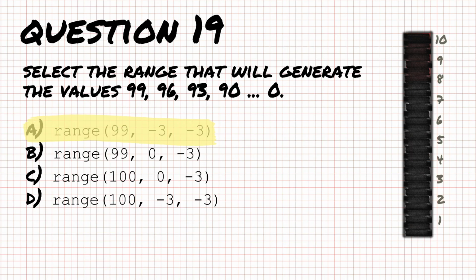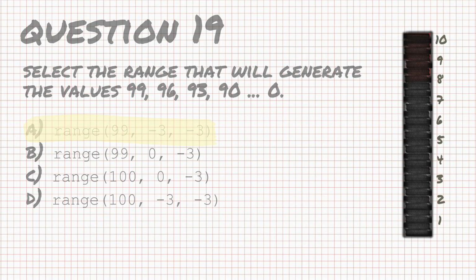The answer is A, range(99, -3, -3). If we want the range to begin at 99, we use 99 as our start value. We are decreasing in steps of 3, so -3 for the step. That's the third argument. If we want to include 0 in the range, we must go beyond 0 for our stop value, so our stop value must be at least -1.